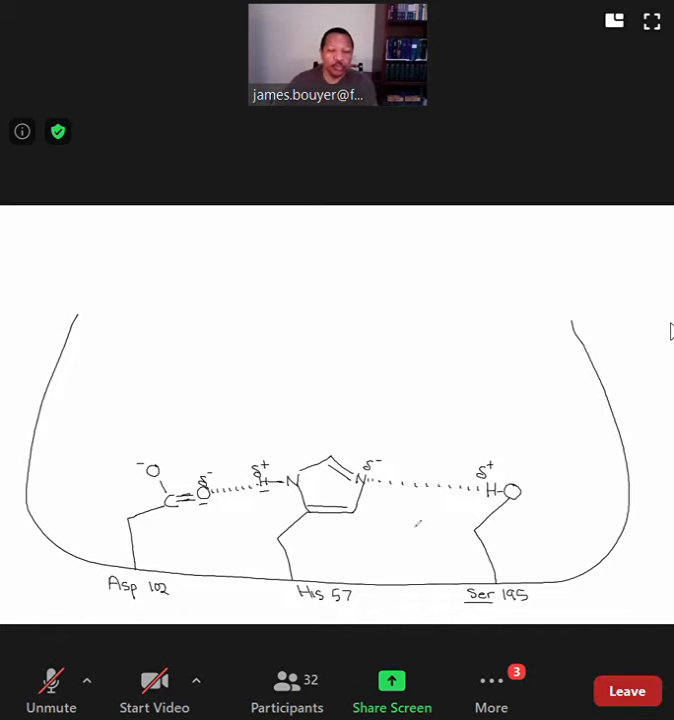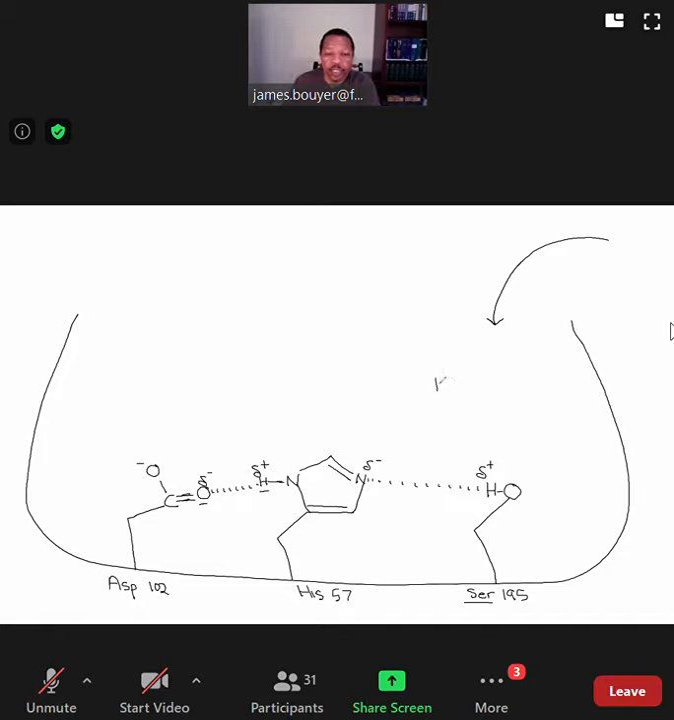Okay, now let's go through the mechanism. The substrate is going to diffuse into the active site. I'm going to put the substrate right above the serine, because I know the serine needs to make a covalent bond with the substrate. Again, the enzyme is flexible enough so that as the substrate diffuses in, it opens up somewhat to welcome the substrate in. But once the substrate is in the active site, the enzyme is going to clamp down on it. That's flexibility. So let's put the substrate right here.